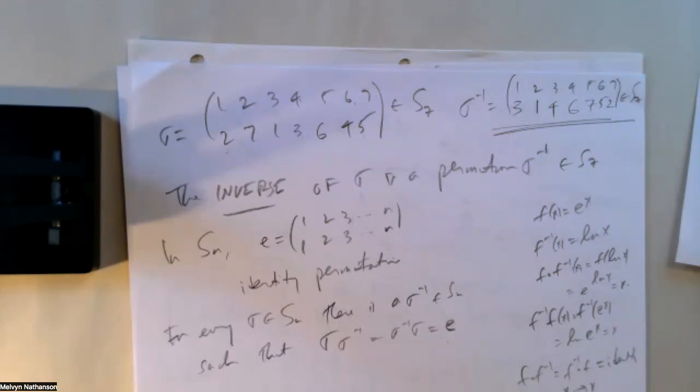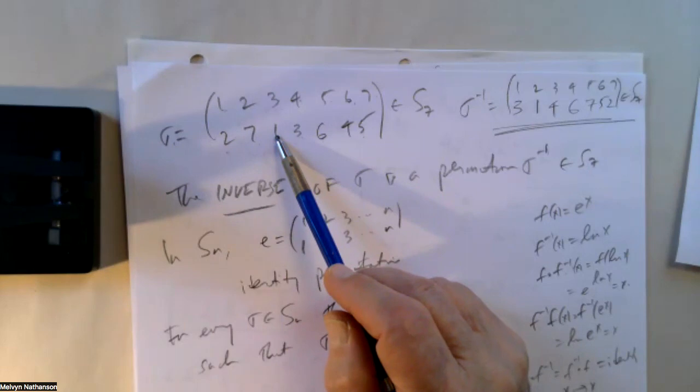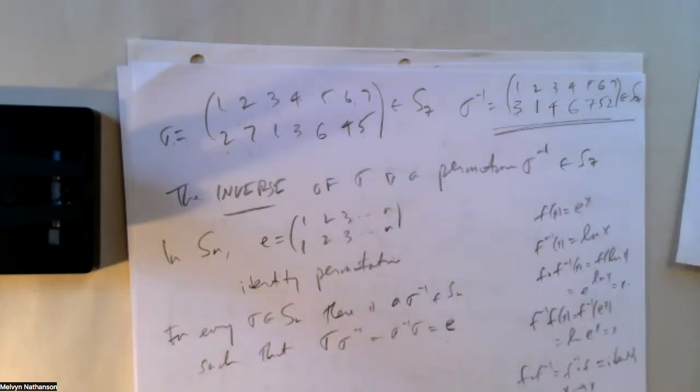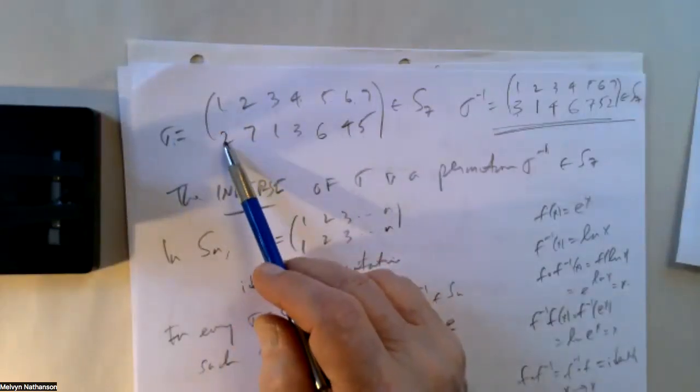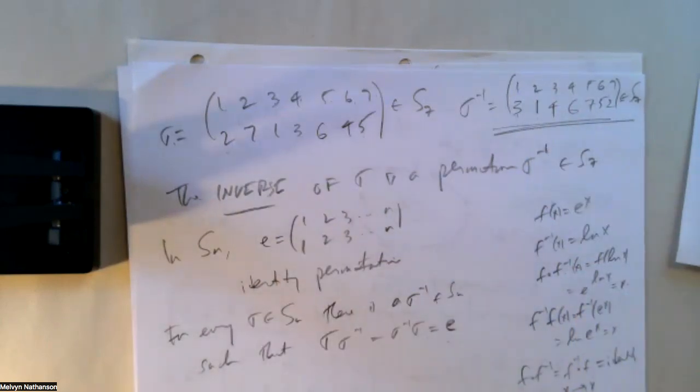Professor, for the inverse, 1 goes to 3? In the inverse, yeah, because sigma sends 3 to 1, so the inverse has to send 1 back to 3. So 1 goes to 3. And then it says 2 goes to 1? Well, sigma sends 1 to 2, so 2 has to get sent back to 1. Oh, got it. Thank you, I got it now.